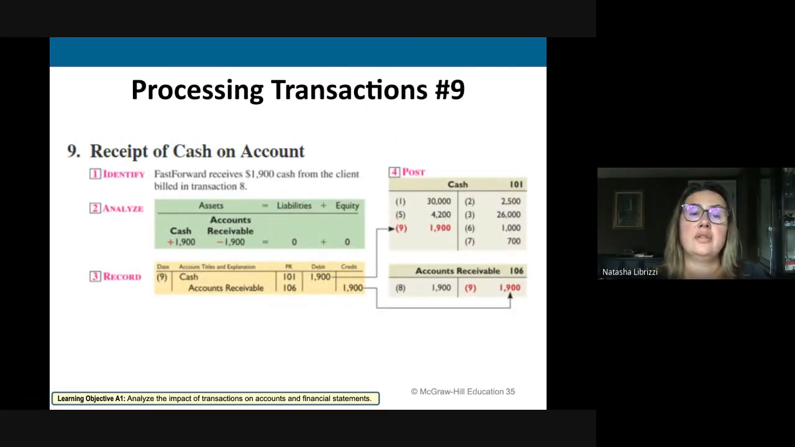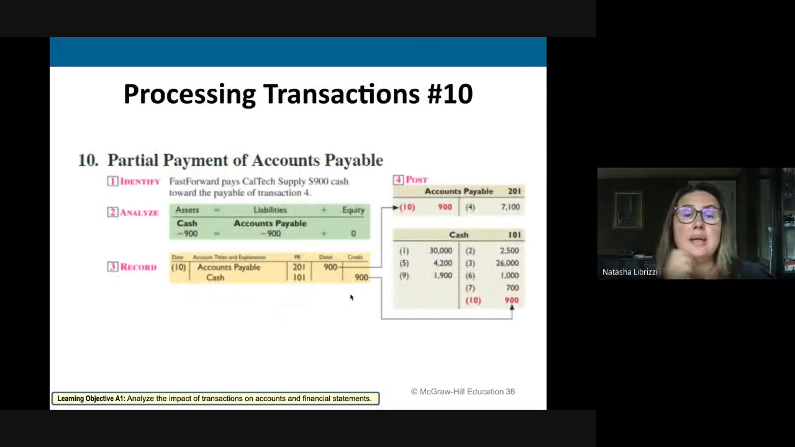Receive a cash on account. So Fastforward received 1,900 cash from the client billed back in transaction 8. Remember, we cannot recognize revenue when we receive cash again, just because that would be double counting the revenue. It's between accounts receivable account and cash. So in this case, cash went up by 1,900 and accounts receivable went down by 1,900. So cash debit 1,900 and credit 1,900.